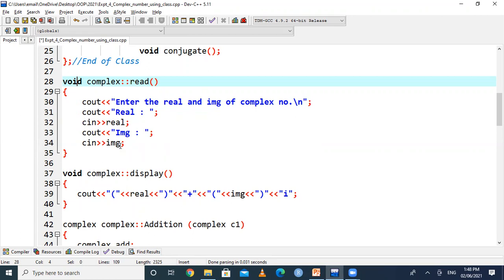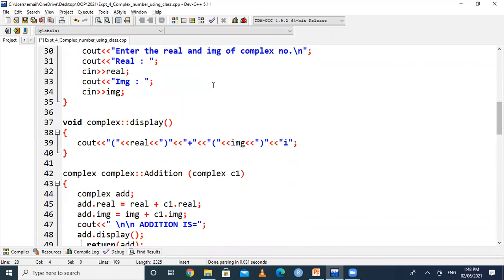In case of C language, we are using scanf as cin, and we are using printf as cout. But in C++, we are using cout and cin. These are the input output functions in C++. Similarly, we have to go for the display definition, and displaying means we want to display the complex number. So here we are using cout or printf in C++.